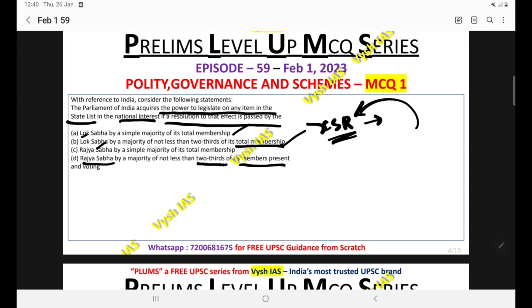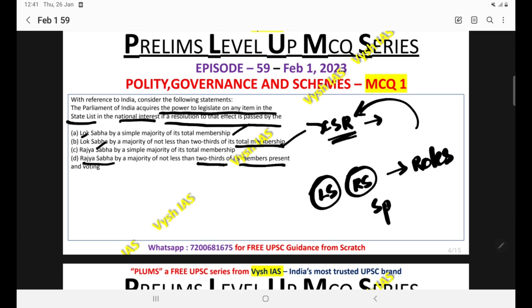One thing you have to be clear about is what is the special role of Lok Sabha and what is the special role of Rajya Sabha. Both Rajya Sabha and Lok Sabha have certain special powers in different spheres. What are those spheres, and what special roles and responsibilities do they have? This should be very clear for you.